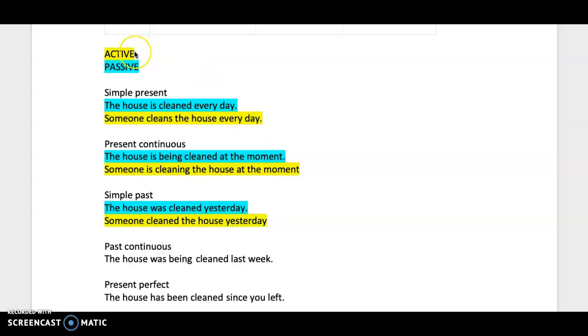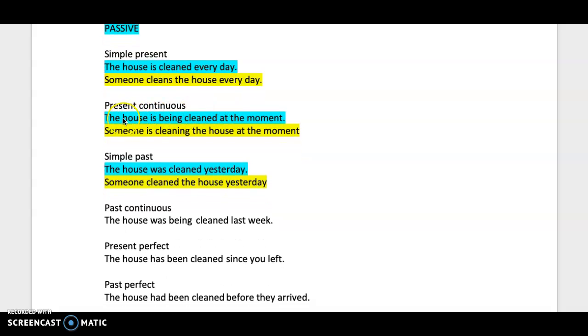Remember that active is yellow and passive is blue. For instance, simple present. Someone cleans the house every day. The house is cleaned every day. Okay? So who receives the action? The house. Okay? So the house is cleaned every day.